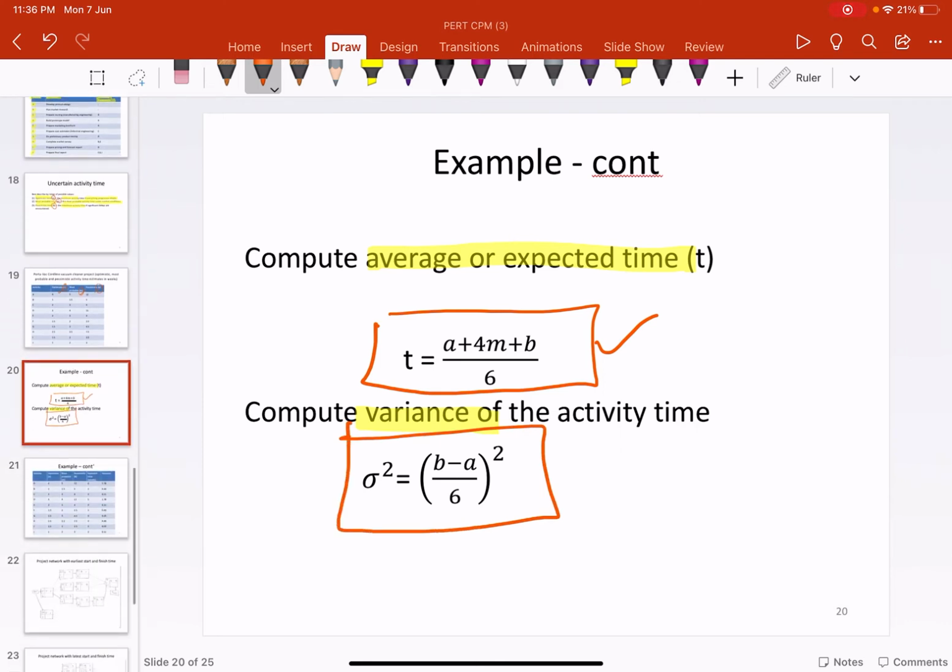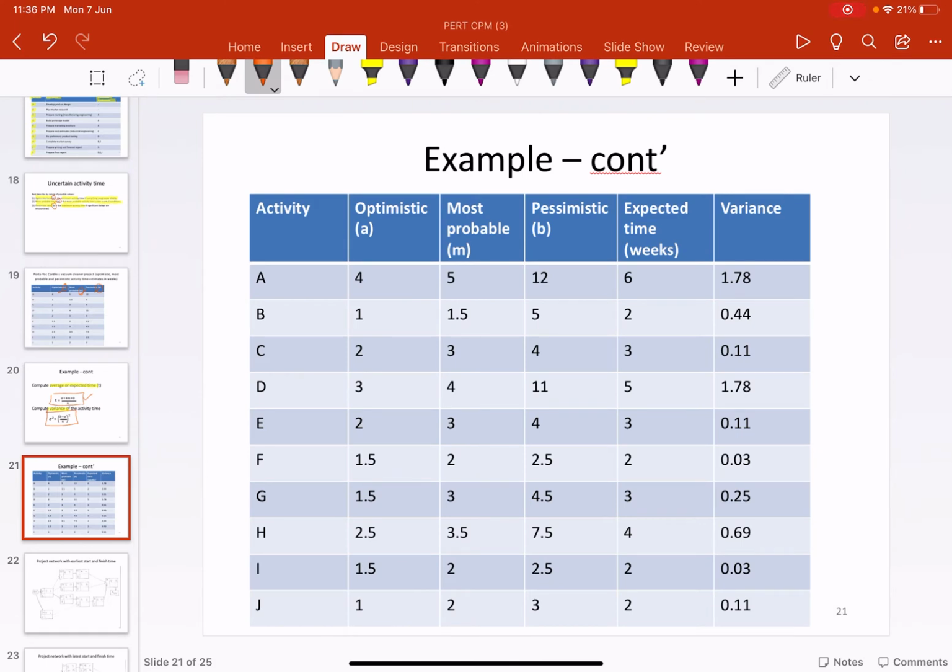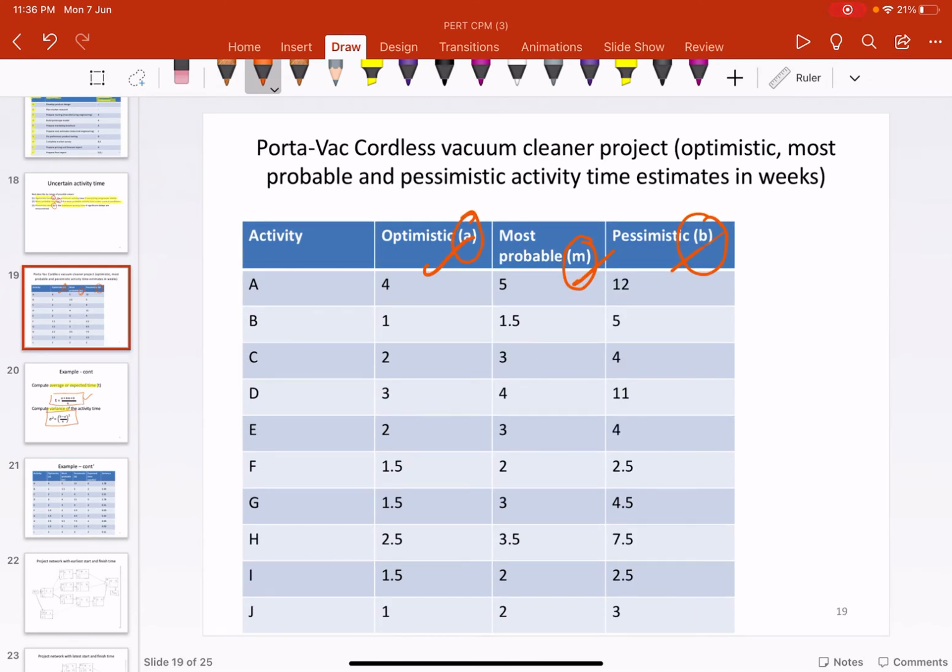Okay, remember that in the previous table, we only have activities and we have all these three times given. Now we need to find the average.